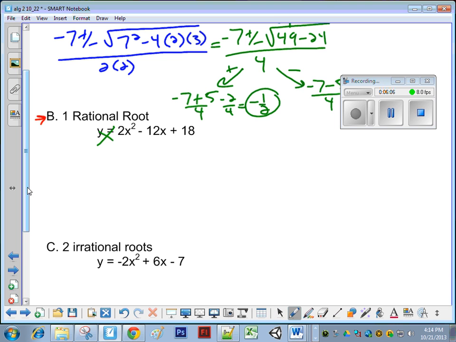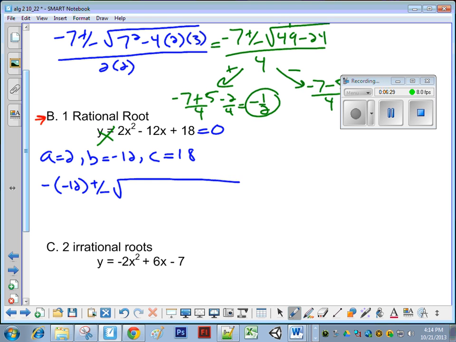Once again, I want to make sure it's equal to 0. It already was, I just set it up wrong. Okay, so A was positive 2, B is negative 12, C equals 18. All right, so I'll start with negative 12 plus or minus the square root of negative 12 squared minus 4 times 2 times 18, all over 2 times 2.